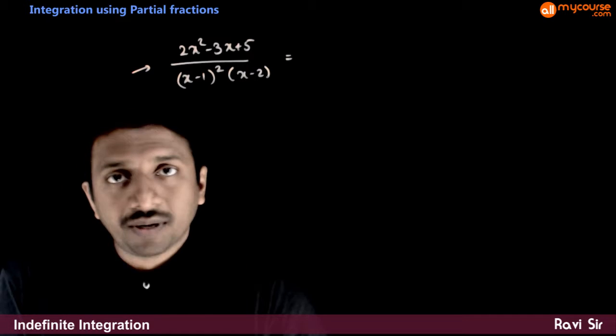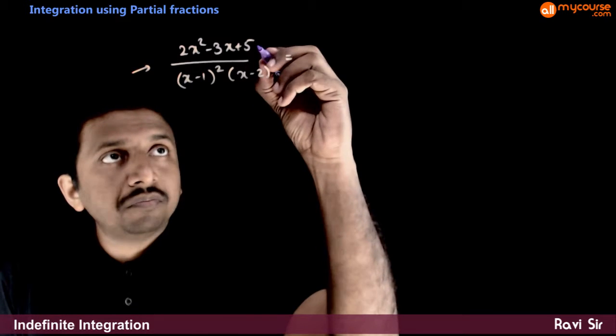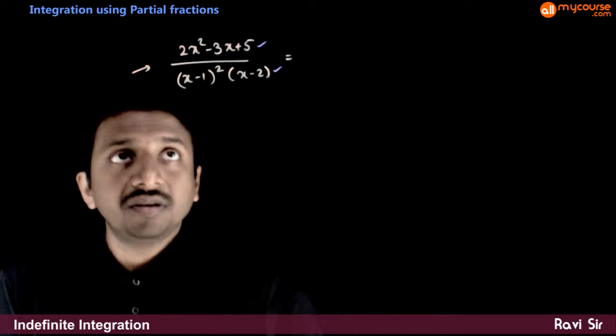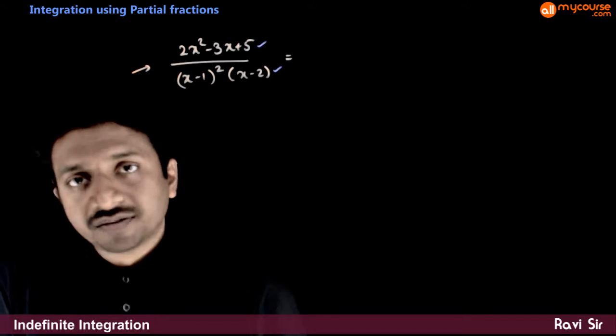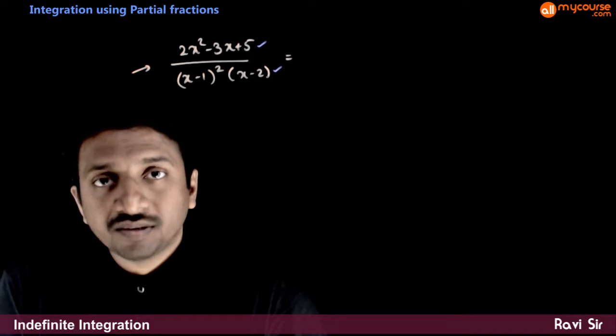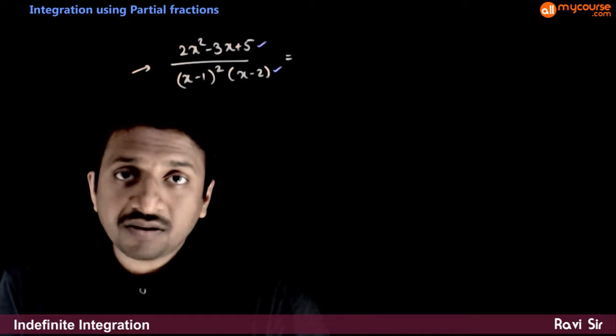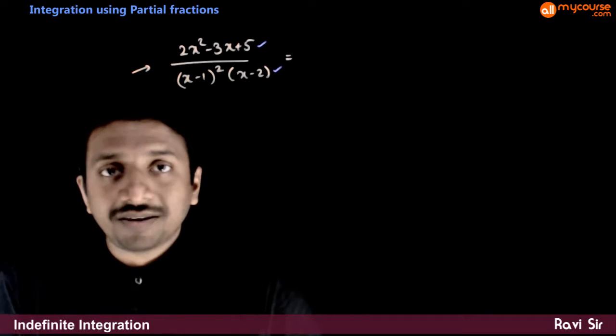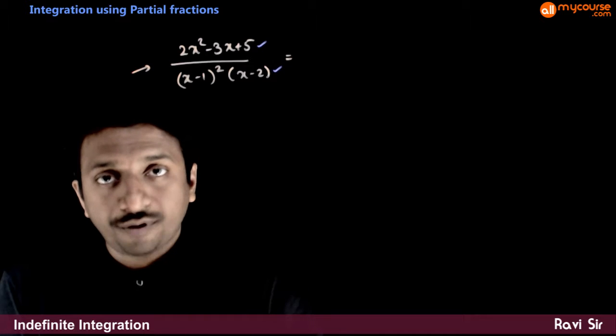So let us take this example. If you want to decompose this fraction into partial fractions, 2x square minus 3x plus 5 by x minus 1 whole square into x minus 2. First, is this a proper fraction? Yes. The degree of numerator is 2, the degree of denominator is 3. So we can go forward.